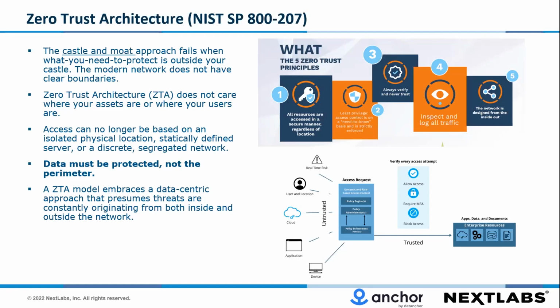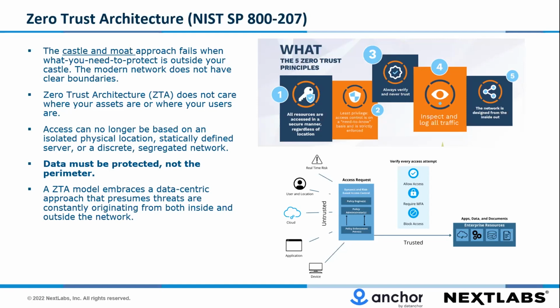Third principle is really always verify and never trust. This is where the name zero trust comes from. So regardless of whether somebody has already authenticated with the network to access the resources, you still never trust. Always verify that they are able to access the resource. And then the fourth principle is to always inspect and log all traffic, so that you can make sure that there is nothing being compromised.